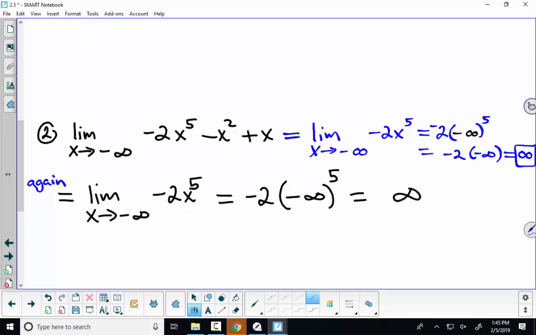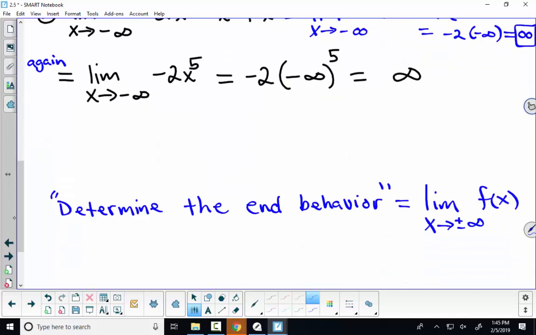All right. So again, if we think about the graph, negative 2x to the fifth minus x squared plus x, what we're saying is that as x approaches negative infinity, the y values approach positive infinity. So whatever this graph looks like, we know that over here on this end, out towards negative infinity, the y values are up here.